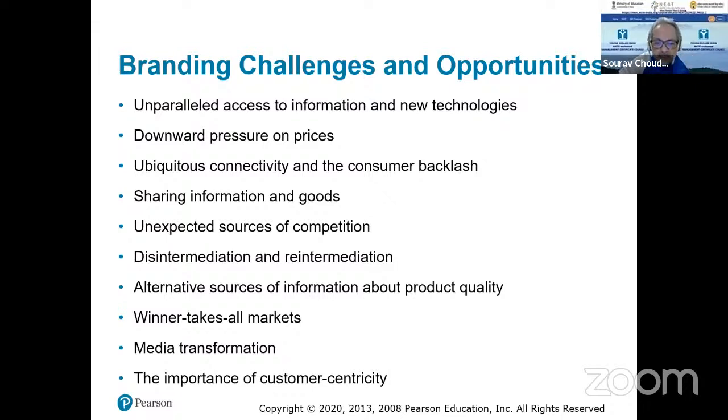Media transformation. Of course, you need to communicate your brand to your consumers. Media has changed a lot. Earlier, your communication would be radio, newspaper, outdoor hoardings, or TV at maximum. Today, think about so many ways you can communicate. Digitally, you can communicate everywhere. So media has transformed a lot, and that's a big challenge.